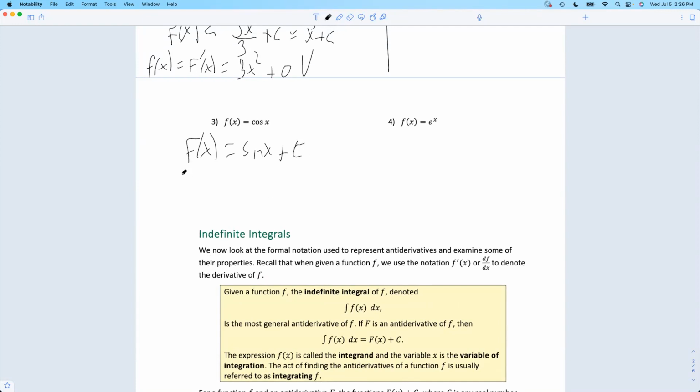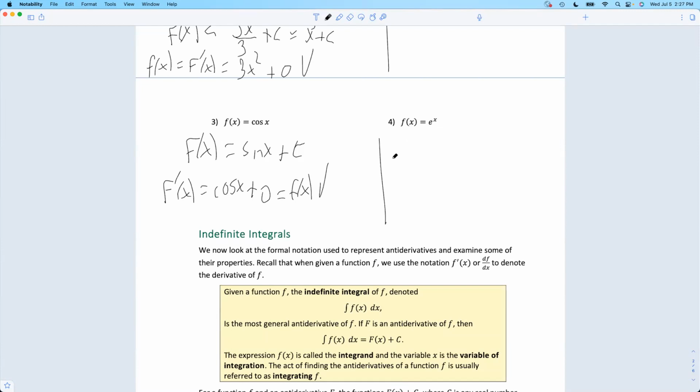How do we check this? Let's take his derivative. Capital F's derivative, the derivative of regular old sine is regular old cosine. The derivative of any constant is 0. Hey, that's little f of x. It worked. What about this guy?